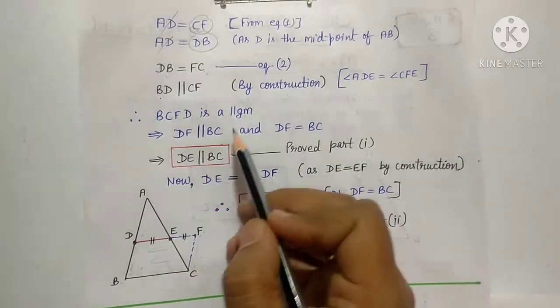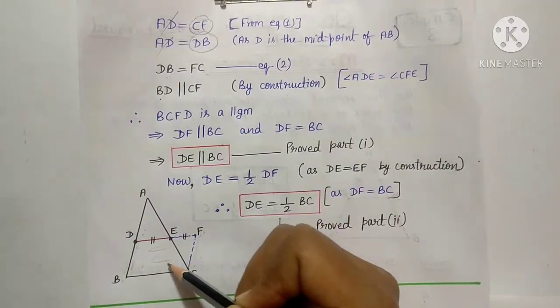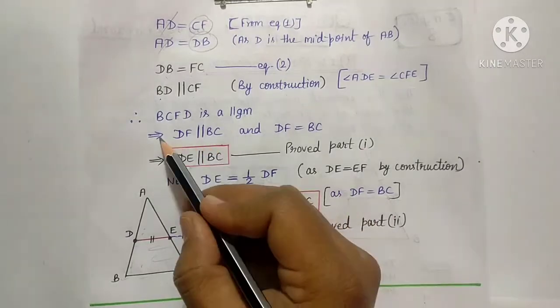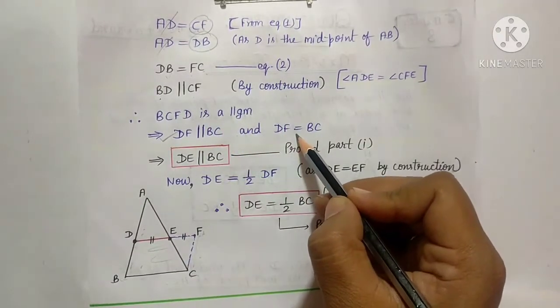So BCFD is a parallelogram. Okay. Therefore, if it is a parallelogram, we can say this DF is also parallel to BC and DF is equal to BC. So we said DF is parallel to BC and DF is equal to BC.